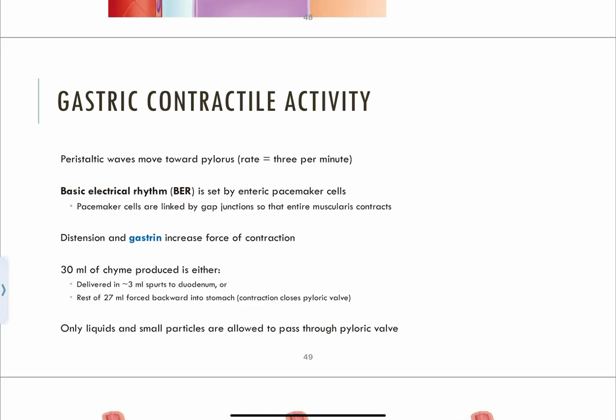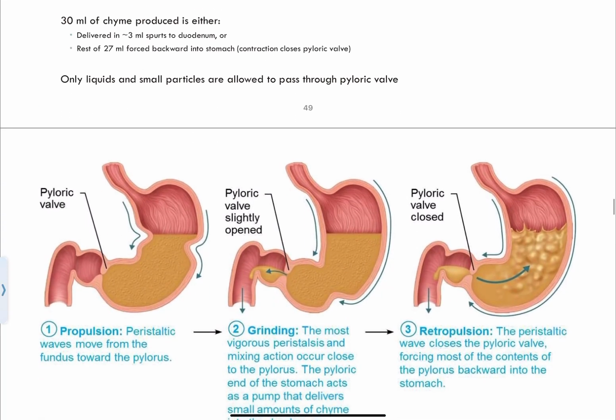So it's basically this process where it's moving the contents toward the duodenum, squeezing out a little bit, 3 milliliters, then contracting and squeezing it backwards to the back end of the stomach, and then back towards the duodenum, squeezing out a little more, and basically mixing and keeping going back and forth, a pumping action, until it gets all of the contents of the stomach into the duodenum, or the small intestines.